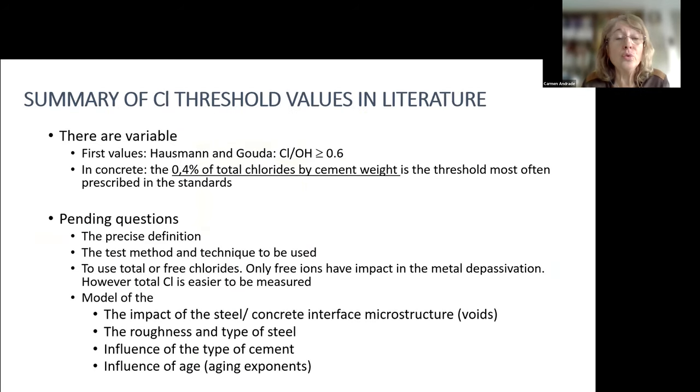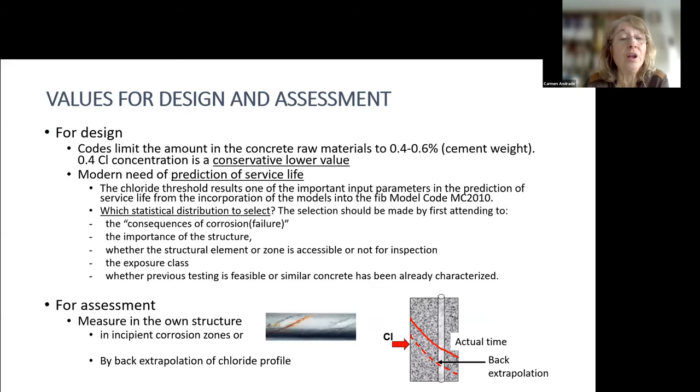In order to start to end, there are variables. The first values were from Hausmann and Gouda, above 0.6 of chloride threshold. In concrete, 0.4 of chloride by weight of cement, because really to measure the hydroxides in the cement is more complex. And there is a list of pending questions on the chloride threshold that, as I have as conclusion, I will read later on. The values for design and assessment.